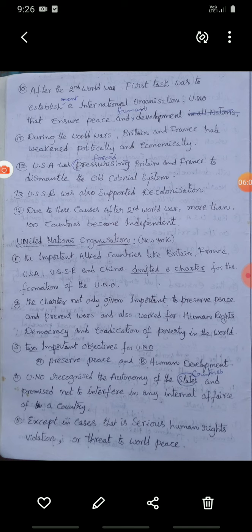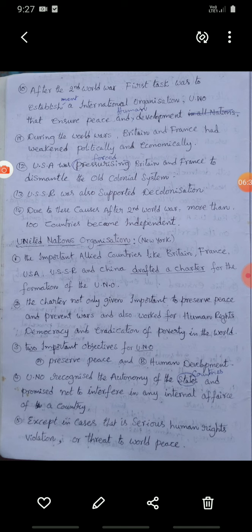So this is the first topic we have discussed: aftermath of World War II. Then the second topic: United Nations Organization, with headquarters in New York. The important allied countries like Britain, France, USA, USSR and China drafted a charter for the formation of the UNO.